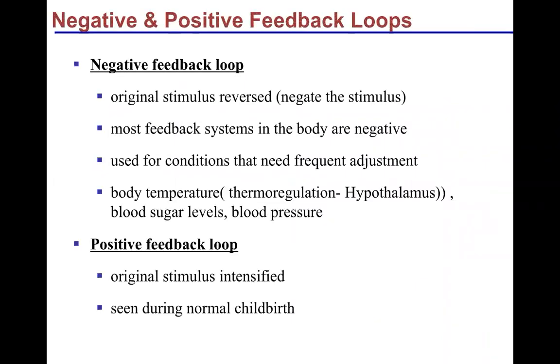Very important to know this. Homeostatic control is maintained by two ways. One is called a negative feedback loop. The other is known as a positive feedback loop. Most of our responses are through the negative feedback loop.